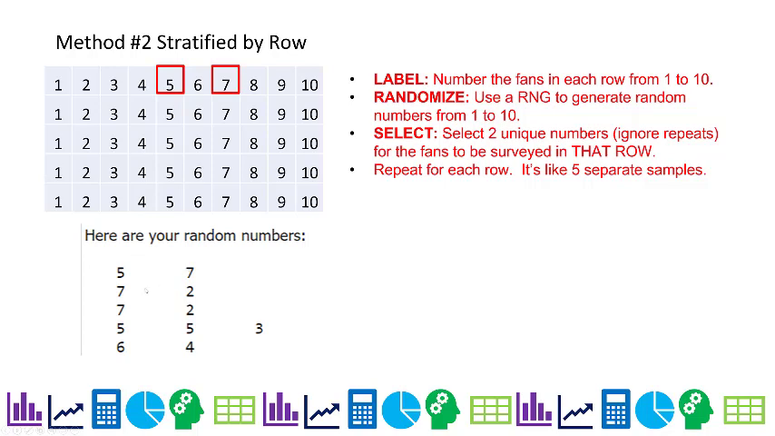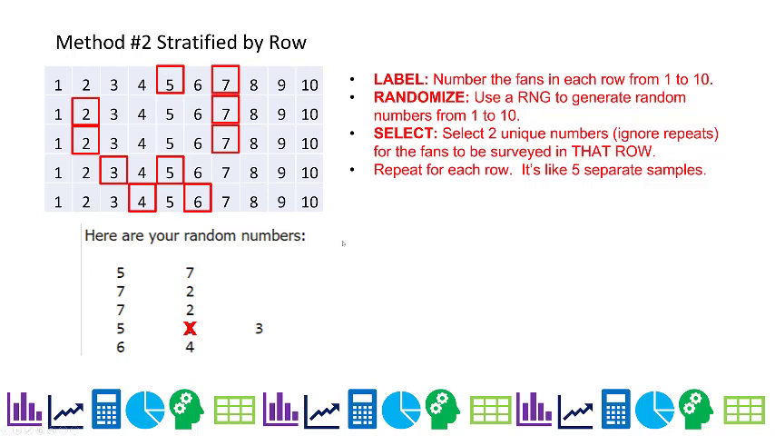Then I'm going to take fan 7, then fan 2, fan 7, then fan 2. Fan 5, wait, I've already got fan 5, skip, fan 3. That's why I had 3 there. Fan 6, and then fan 4. All right, so there is my sample. I have 2 people from each row.